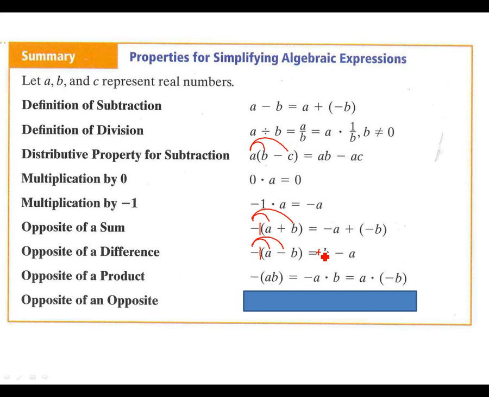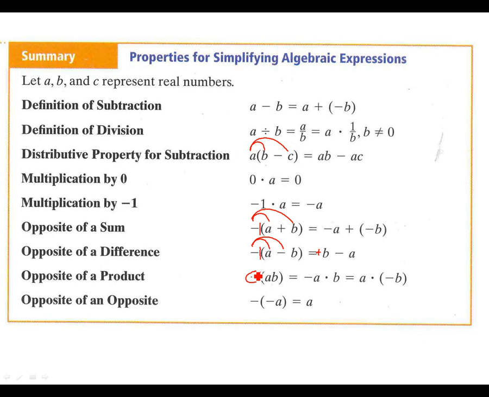Only one of them ends up negative if we wanted to pull them out. Remember, a negative times a positive turns back into a negative. And last one, opposite of an opposite. Two wrongs make a right in this case. A negative and a negative turn into a positive.